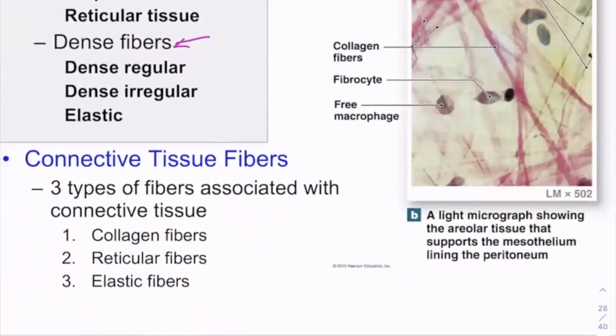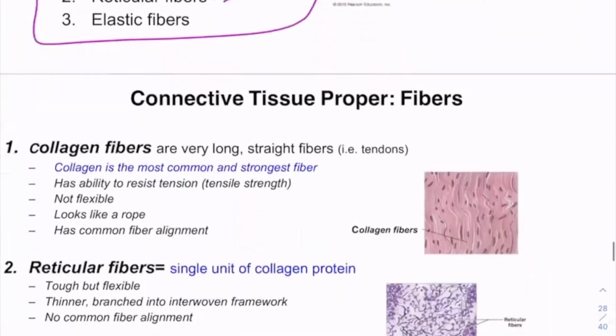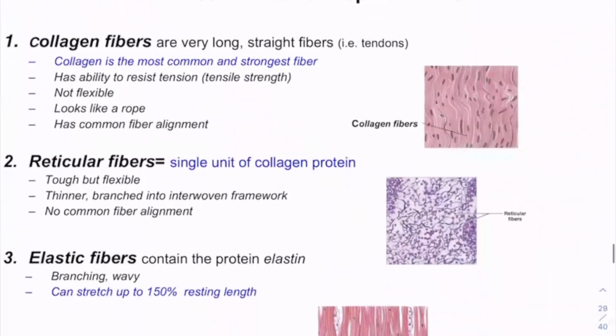All of them are going to have these three types of fibers. Collagen fibers are going to dominate, say, a tendon. So you're going to have more collagen fibers in a tendon. Reticular fibers, you're going to have more in something like your liver, or areas where you're going to have more support. And so this goes through the three types of fibers. So collagen, strongest.